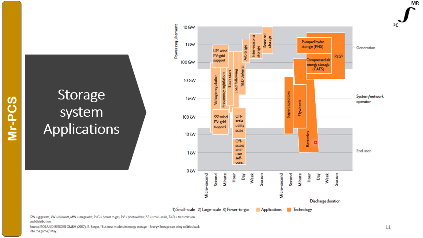This figure indicates applications as classified based on output, usage period, power requirements, and energy storage devices. Energy storage devices are indicated as per usage period, power generation, and system and or network operation. Storage battery is one technology which can be applied for power generation, transmission, distribution, and consumption point.